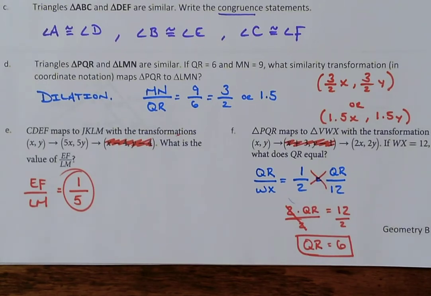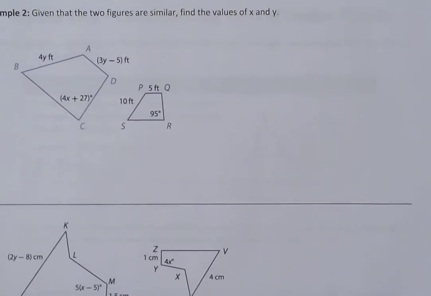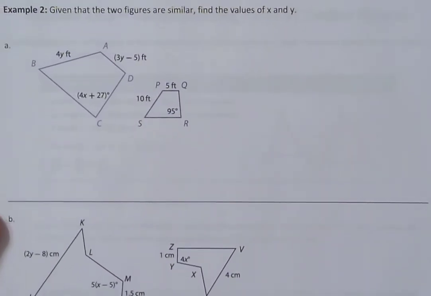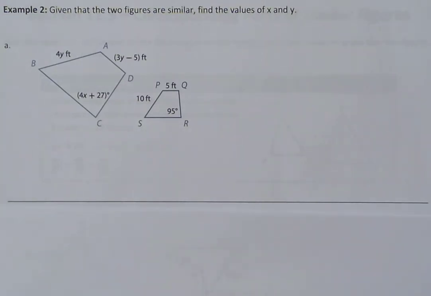Next, we need to take a look at example 2, where we're going to use these different properties, that angles are congruent and that side lengths are proportional, to help us find the value of x and y. All right, for example 2. Example 2 states that given that the two figures are similar, they want us to go through and find the values of x and y.